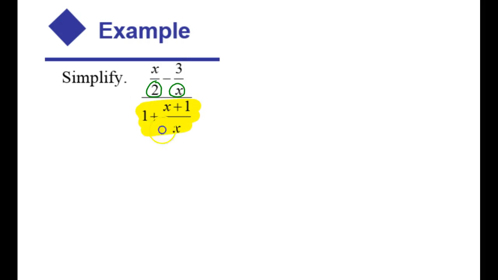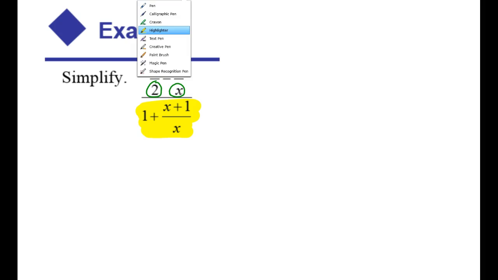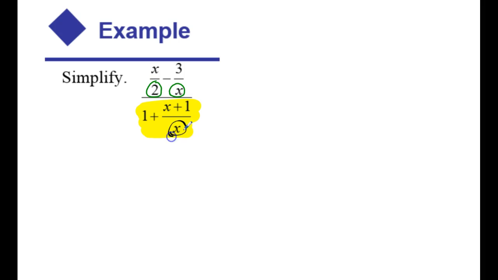This whole yellow is my denominator of this complex fraction, but in the baby denominators I can see I've got a 2, an x, and an x. And the common denominator for the baby denominators, if I just look at that, is 2x. So I'm going to multiply this complex fraction by 2x over 2x, which is really just by multiplying by 1.